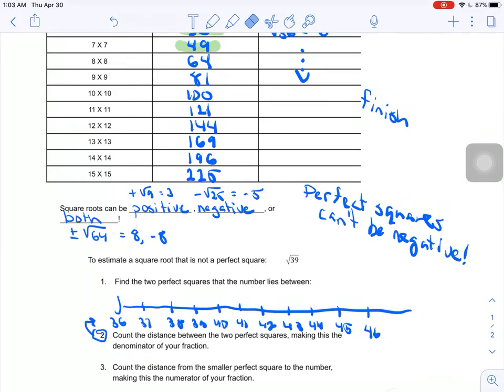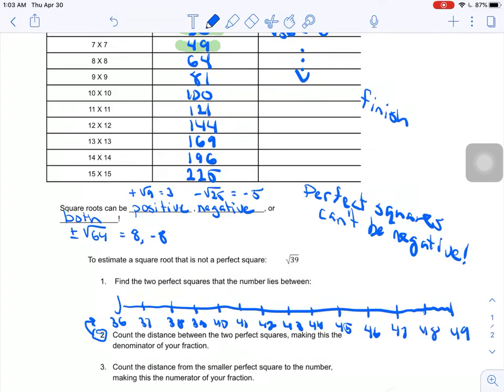I'm going to have to make my number line just a little bit longer. So 47, we're almost there. 48, 49. So there's our two perfect squares. If you were to count that out, or you could also just subtract 49 minus 36, you have to figure out how far apart those are.